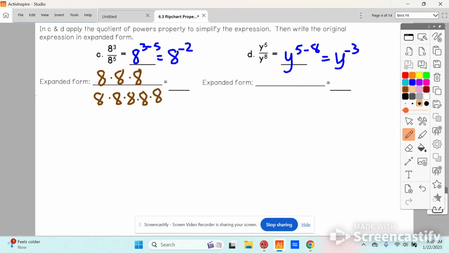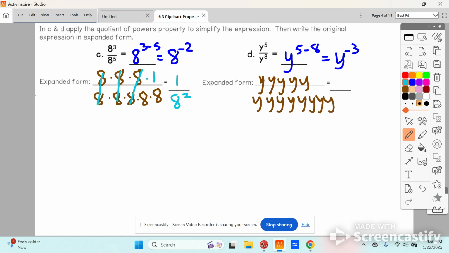And I would have 3 that cancel, leaving me with 2 eighths in the denominator. And because there's nothing in the numerator and 8 divided by 8 is 1, I could technically put a 1 as a placeholder. I'm going to do the same with the y's, and then we're going to find the pattern. So I have 5 y's, and I have 8 y's. And when I cancel, I'm left with, again, 3 y's in the denominator, and I need a 1 for a placeholder in the numerator. So notice the change.